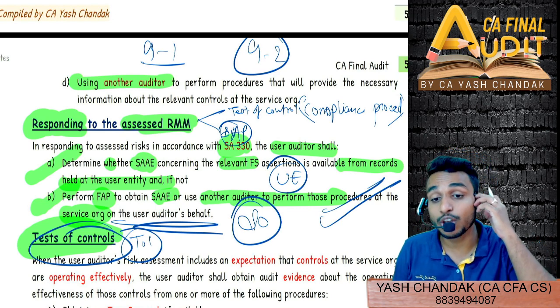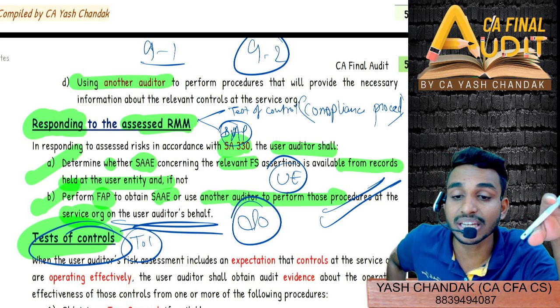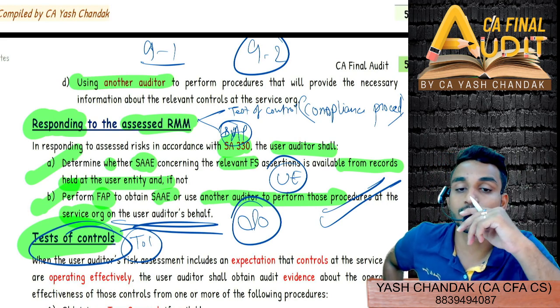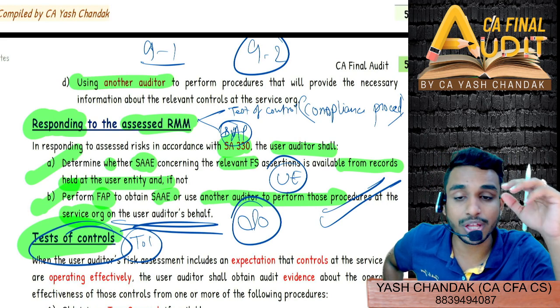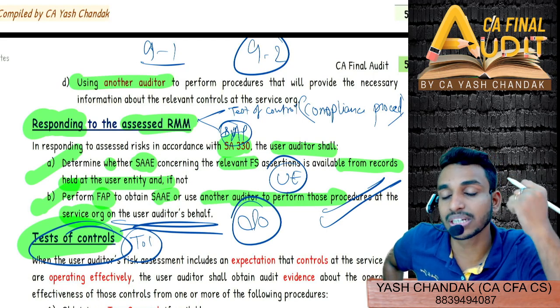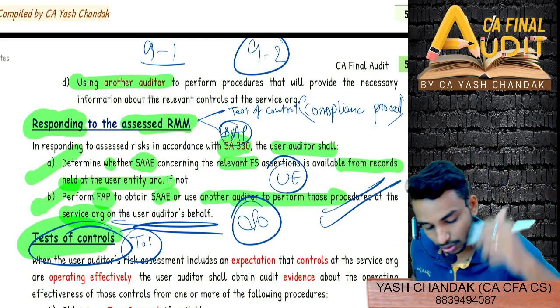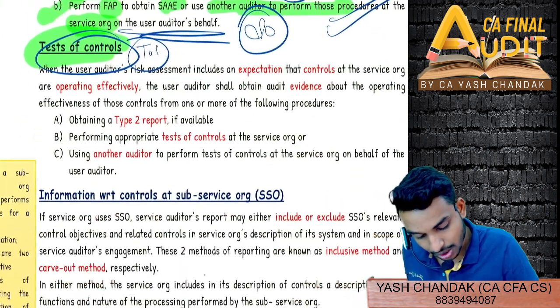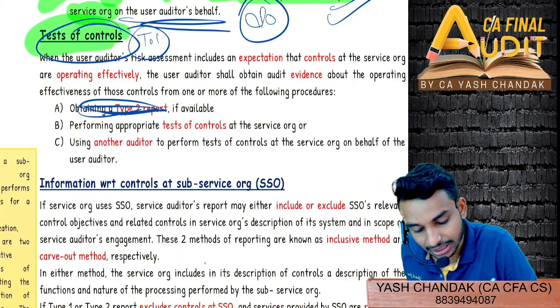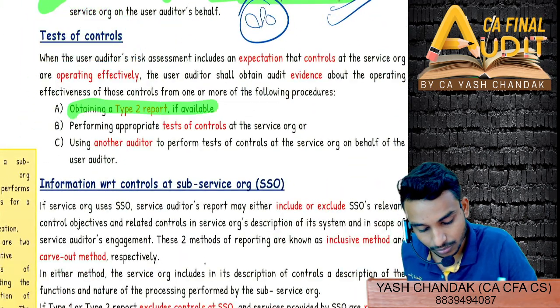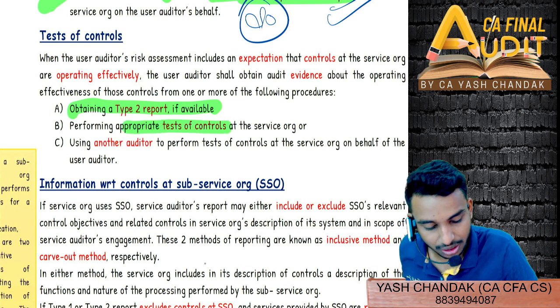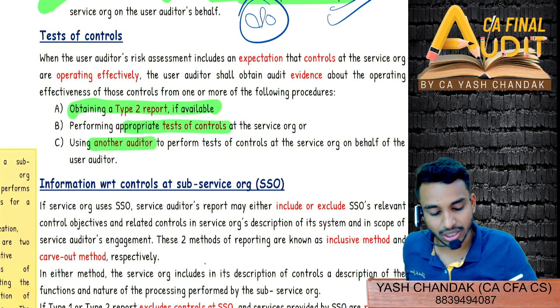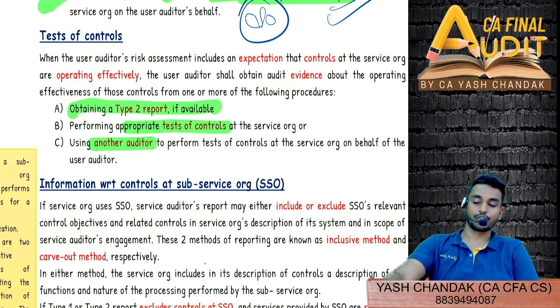So operating effectiveness is reported in the type 2 report. The service auditor tells you whether the controls are operating effectively in a type 2 report, not in a type 1 report, right? So obtain a type 2 report, then perform appropriate TOC, and lastly use another auditor to perform TOC at the SO on your behalf.